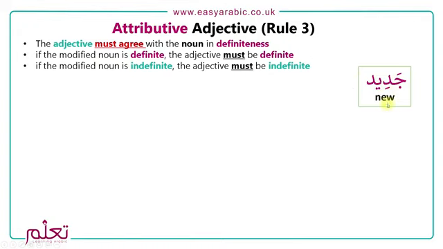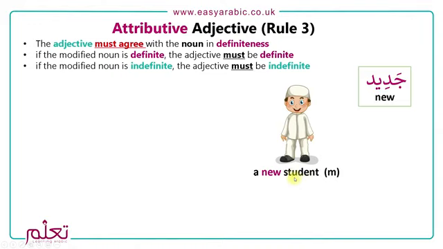So here we've got jadid, which is new. A new student. If you're not sure about definite or indefinite, go back to the lesson on definite articles and you'll see what we mean. In English we have 'a', but in Arabic we use markers to indicate definite or indefinite. Here, طالب has tanween added to the end to indicate that it's indefinite. Because the noun has it, we also need to add it to the adjective. So طالب جديد. This is a new student.